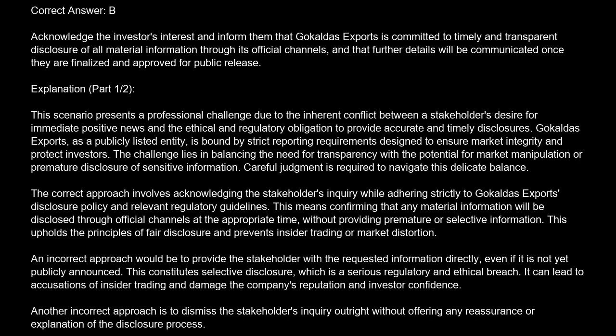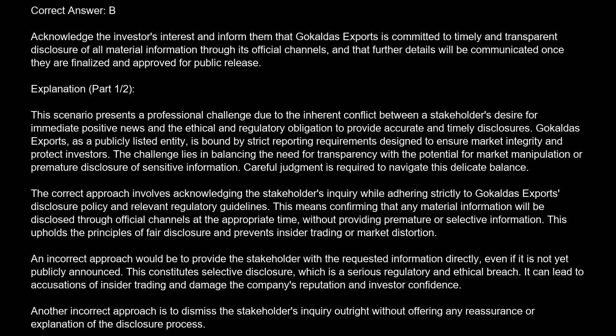This means confirming that any material information will be disclosed through official channels at the appropriate time, without providing premature or selective information. This upholds the principles of fair disclosure and prevents insider trading or market distortion. An incorrect approach would be to provide the stakeholder with the requested information directly, even if it is not yet publicly announced. This constitutes selective disclosure, which is a serious regulatory and ethical breach. It can lead to accusations of insider trading and damage the company's reputation and investor confidence.